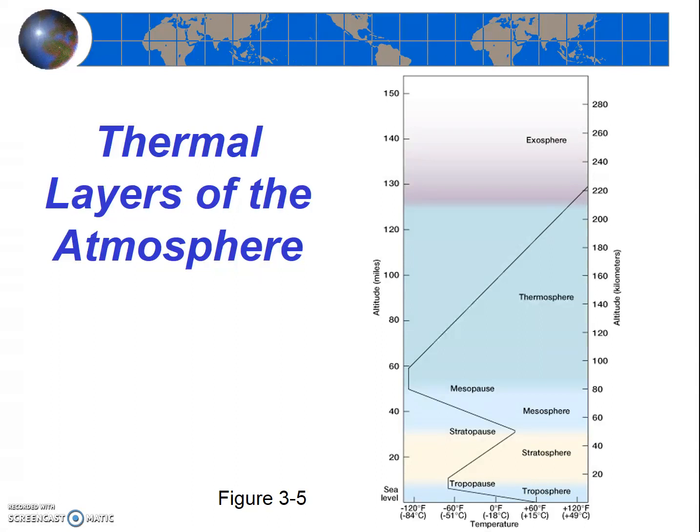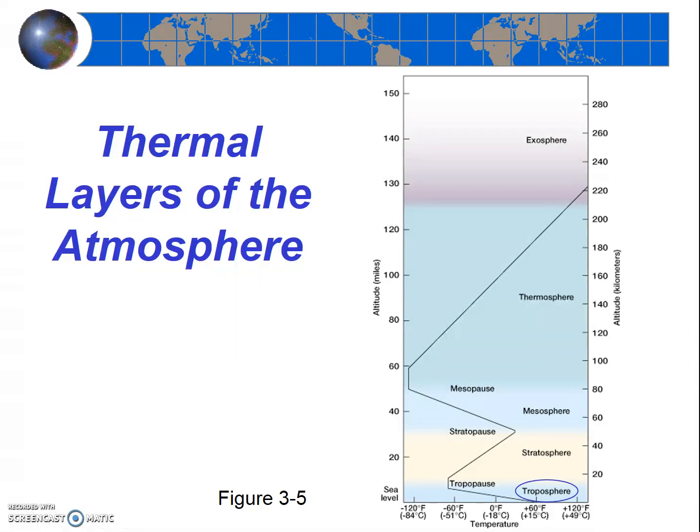Study the figure shown here. You can see that the y-axis here is altitude, and the x-axis is temperature. How does temperature change as altitude increases? Notice that in some layers the temperature decreases as altitude increases, but in other layers the temperature increases as altitude increases. Pause the video and check this out.